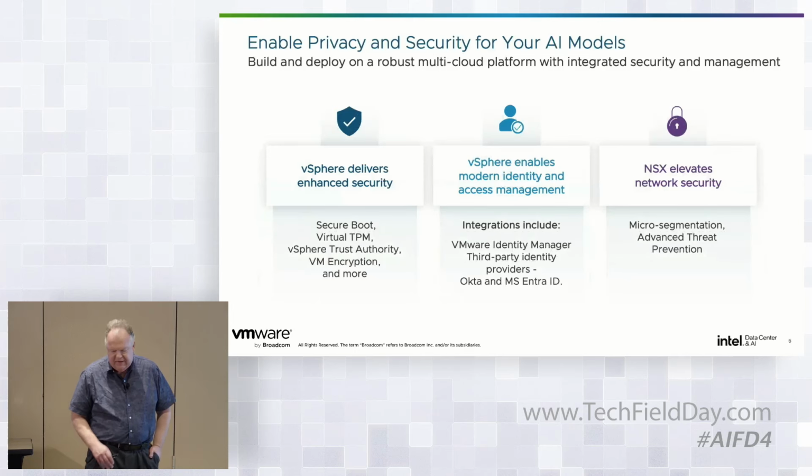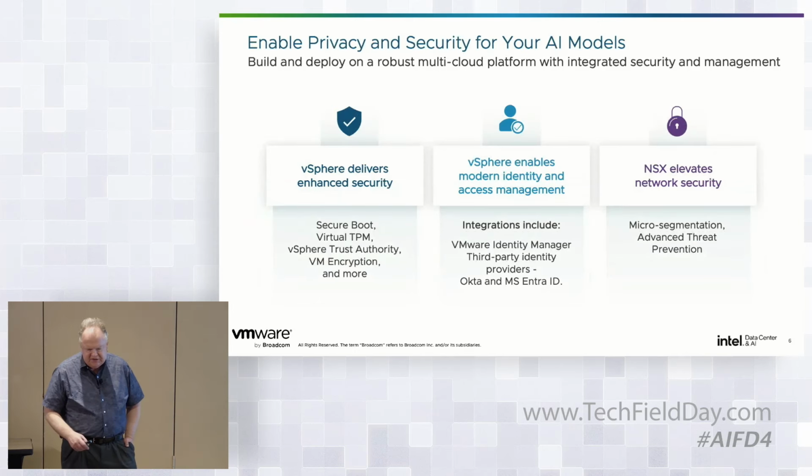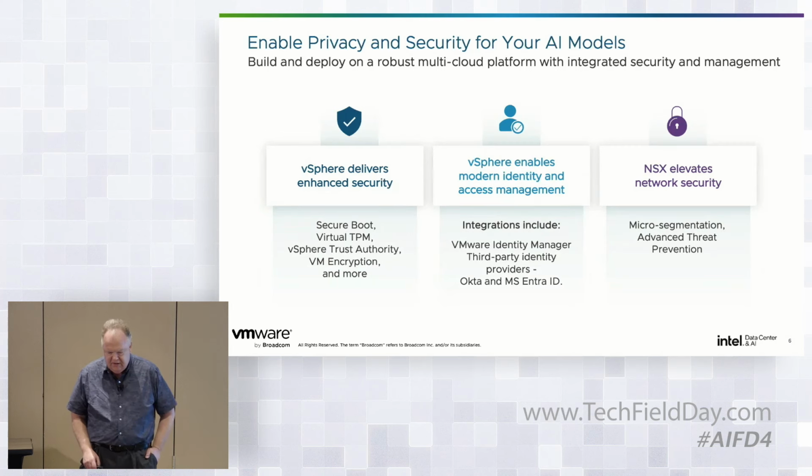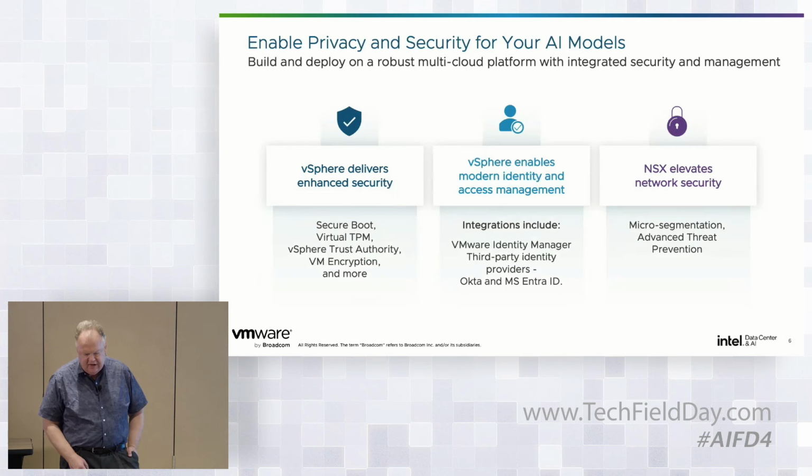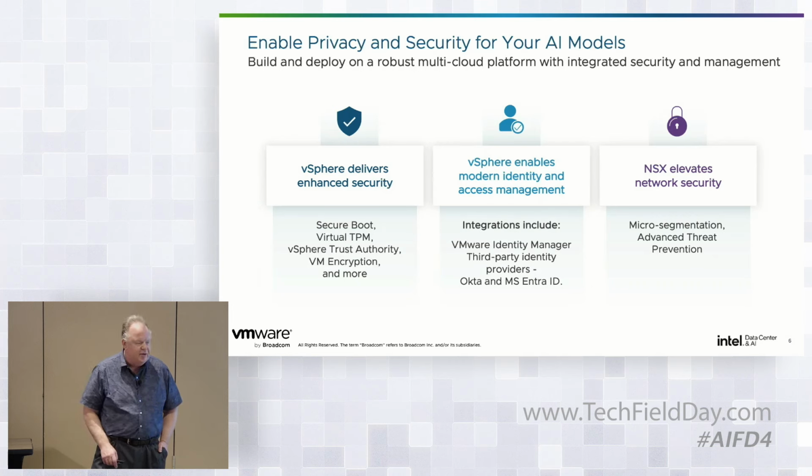So since it's vSphere, the same trusted security tools that come with vSphere also work to secure your AI workloads. Because you're running vSphere, you're also getting things like secure boot, virtual TPM, vSphere Trust Authority, VM encryption, things like that. You're getting the ability to do security using established identity manager products. You're getting network security provided by NSX, including their microsegmentation and advanced threat protection.